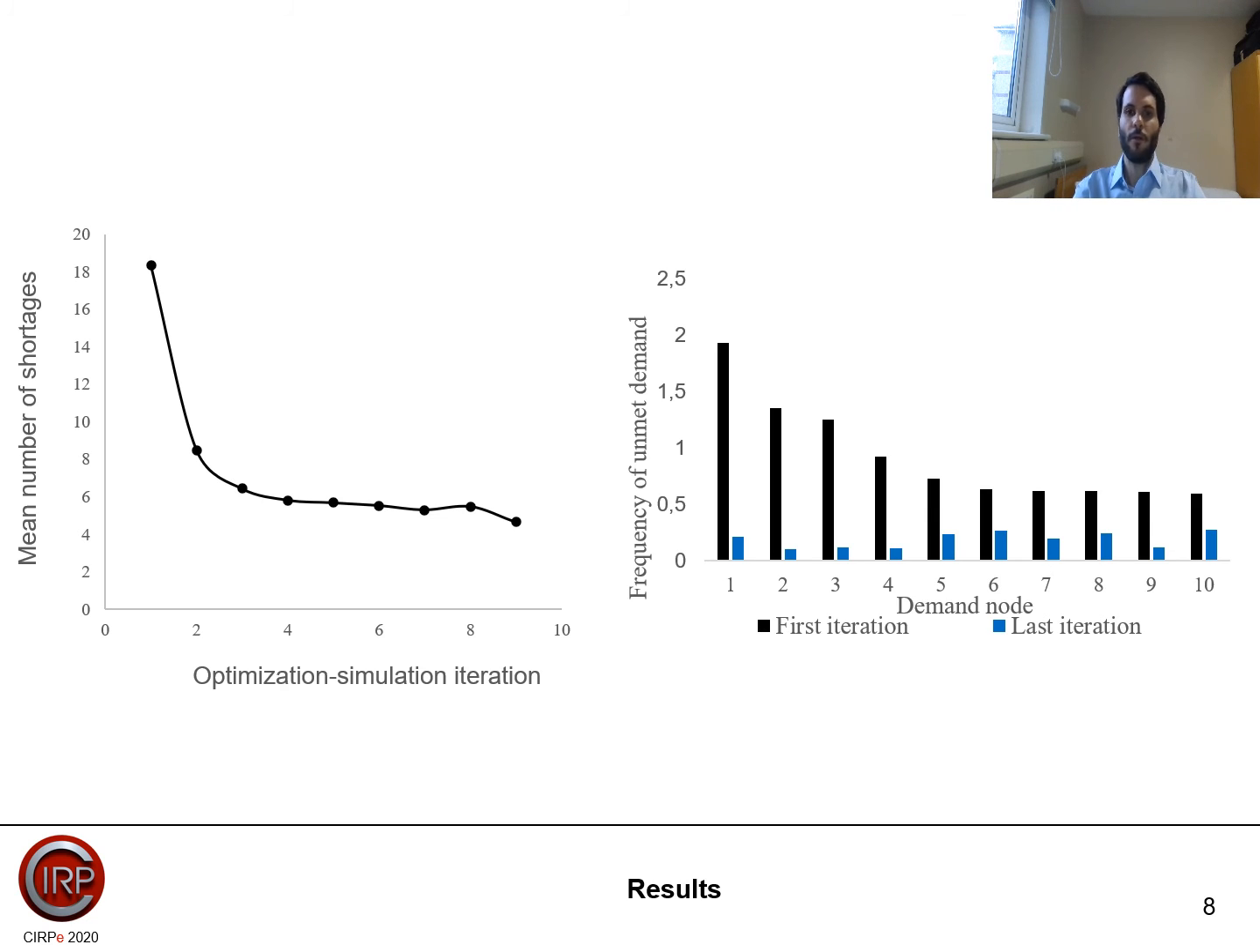The figure on the right here depicts the difference in performance of the production network between the first and the last optimization simulation iterations, where the hospitals that initially experienced the largest numbers of unmet demands all, in the last iteration, averaged less than 0.5 occurrences of inventory shortages.